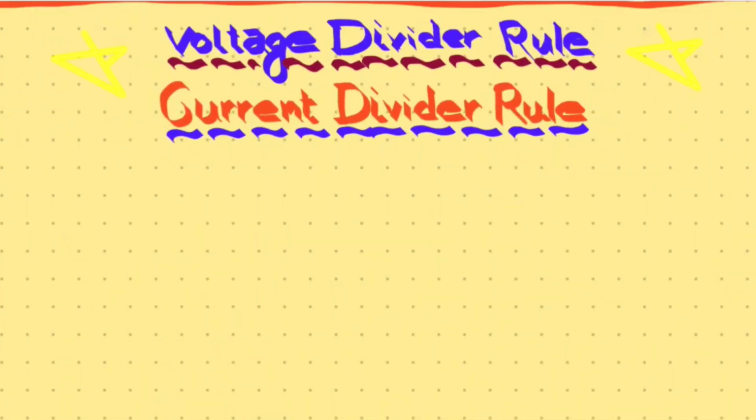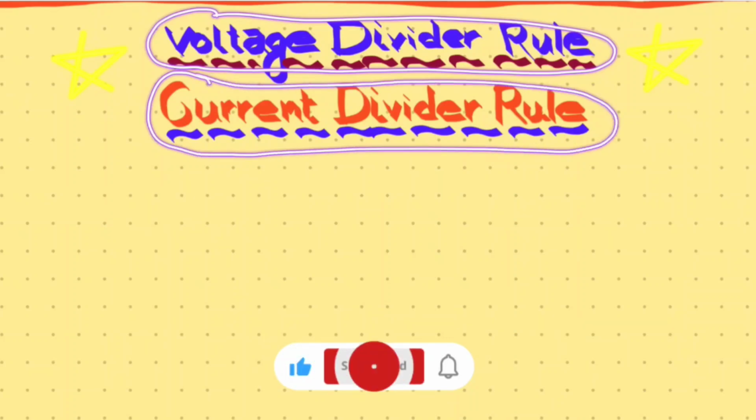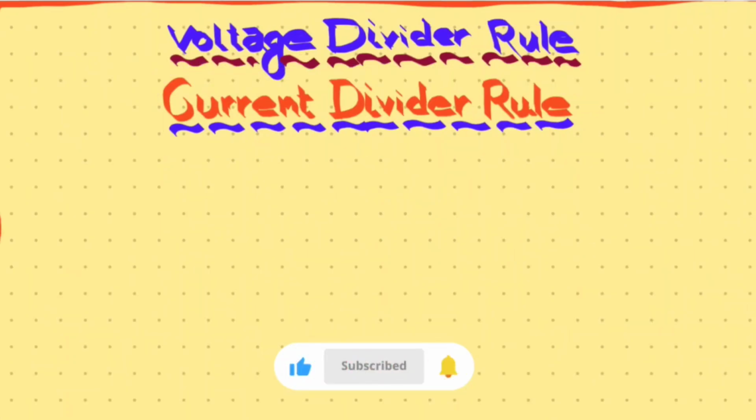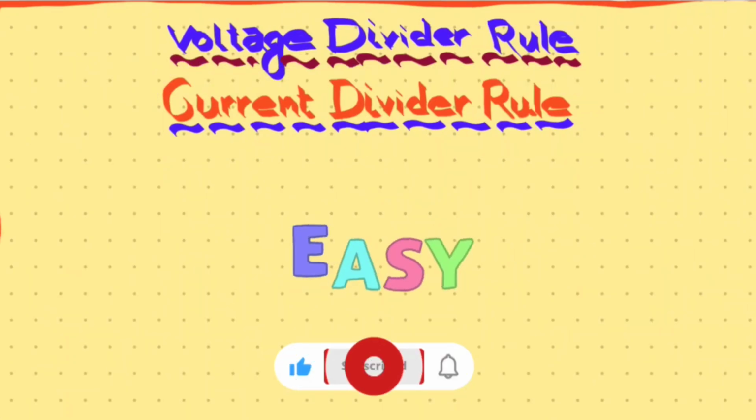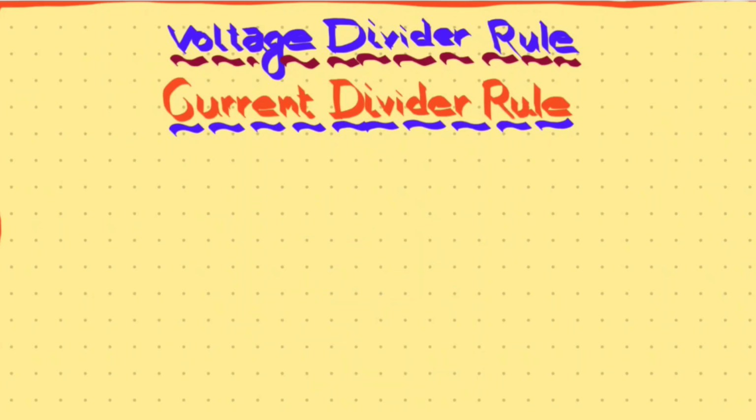Hello friends, today we are going to learn two of the most useful concepts in basic electrical: the voltage divider rule and the current divider rule. If you understand these two rules, half of the numericals in basic electrical engineering become super easy. So let's begin. First we'll discuss the voltage divider rule.